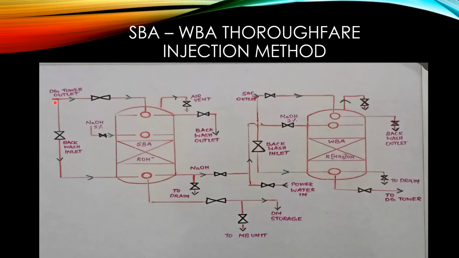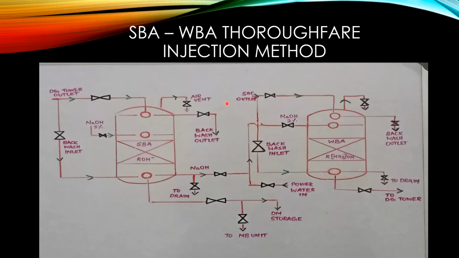This is the degasser tower outlet coming through the pump. This is the backwash inlet line, this is the air vent line, this is the backwash outlet line, this is the regeneration outlet line, this is the final rinse outlet, and this is the SBA outlet line going to the DM storage. If a mixed bed unit is there, one line branches to the mixed bed unit. The regeneration outlet of SBA will be diluted with pure water for WBA, which will dilute the NaOH concentration to 2%, and that will be injected to the WBA.